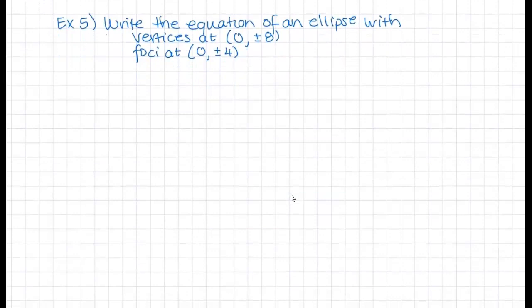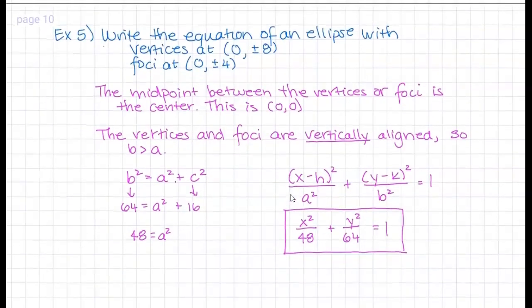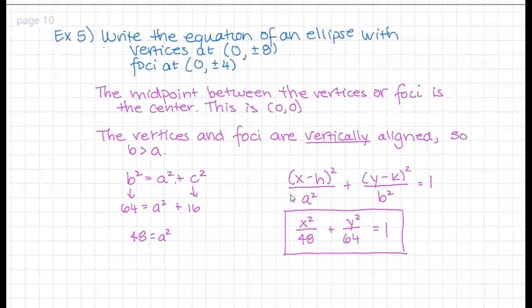So now we're going to write the equation of an ellipse. Again, if you just want to try it on your own, go ahead. And if not, let's look at it. Okay, so you need to think about this a little bit.